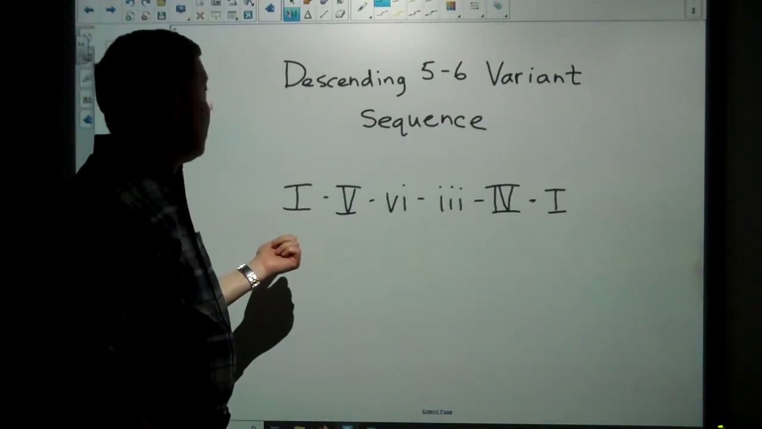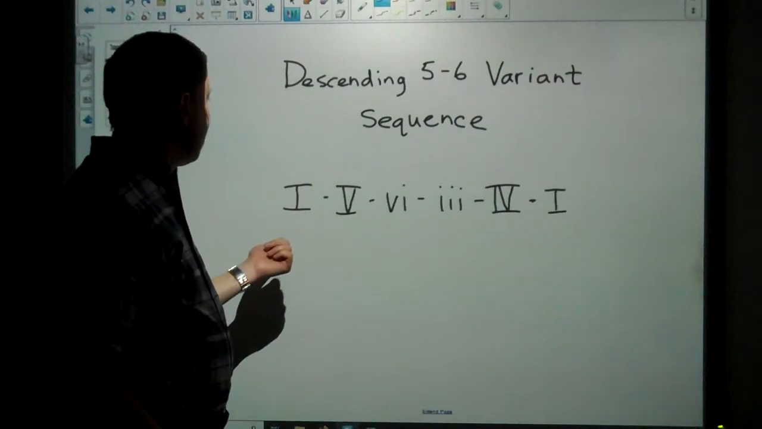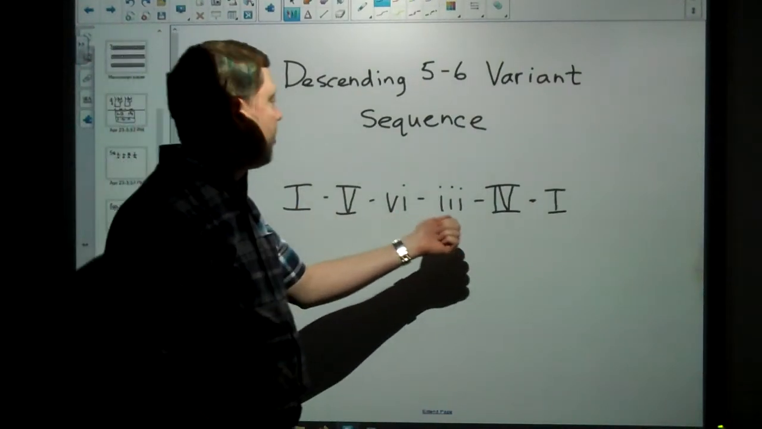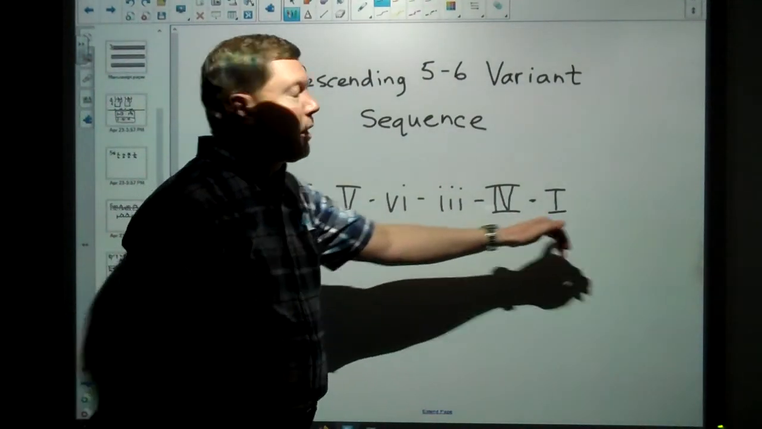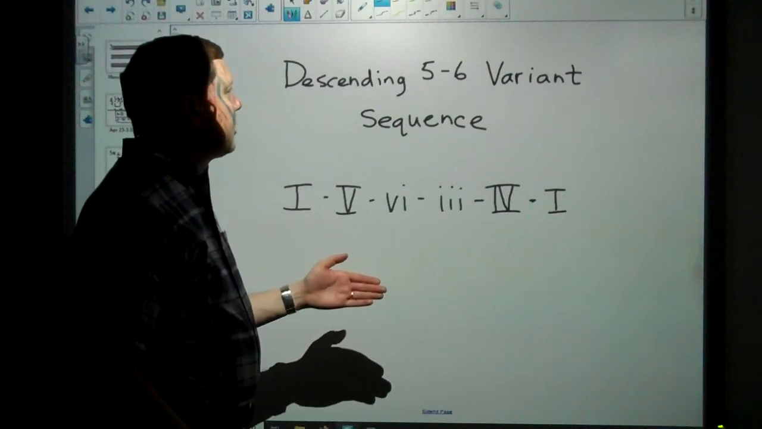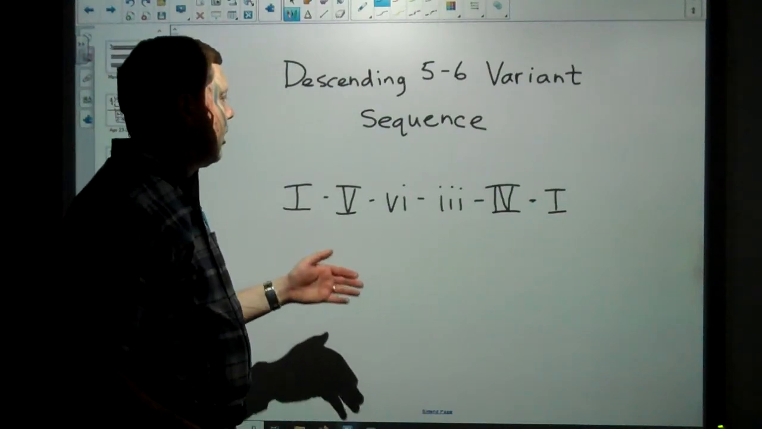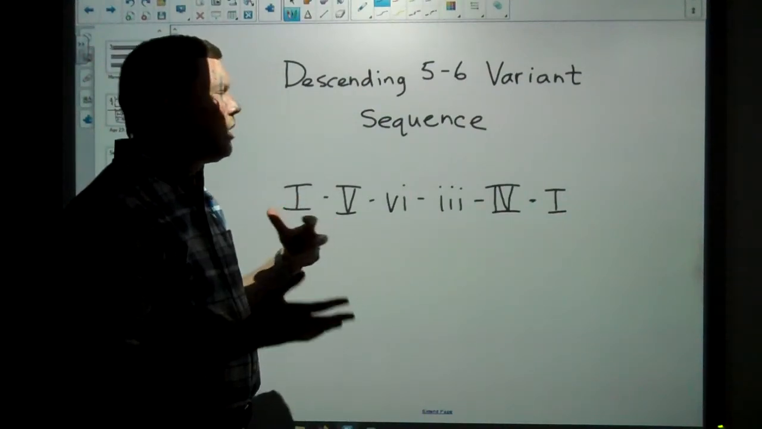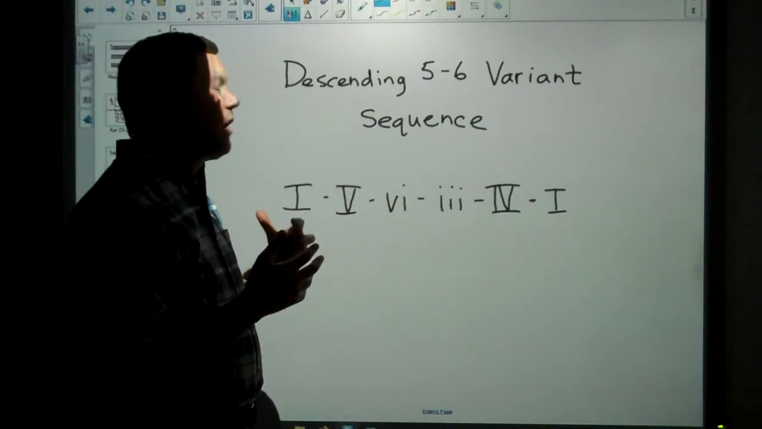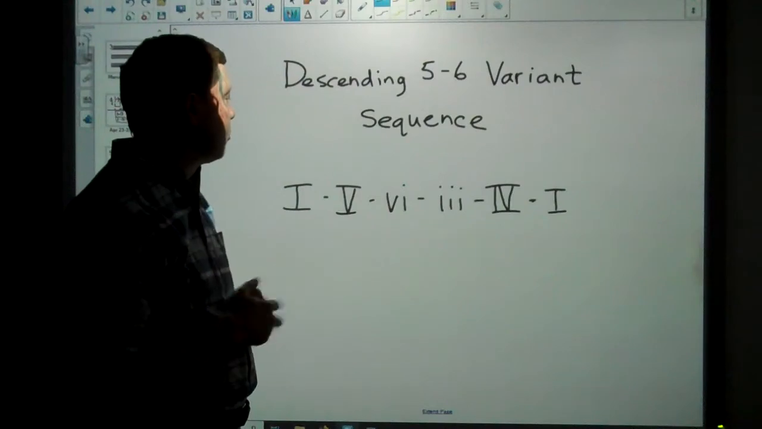Starting on 1, the descending 5/6 variant sequence will go from 1, then to 5, then 6, and then 3, followed by 4 and 1. Now, in the context of a harmonic sequence, chords do not normally follow their normal functional behavior, so to speak. They don't have to. They're not bound by those rules.